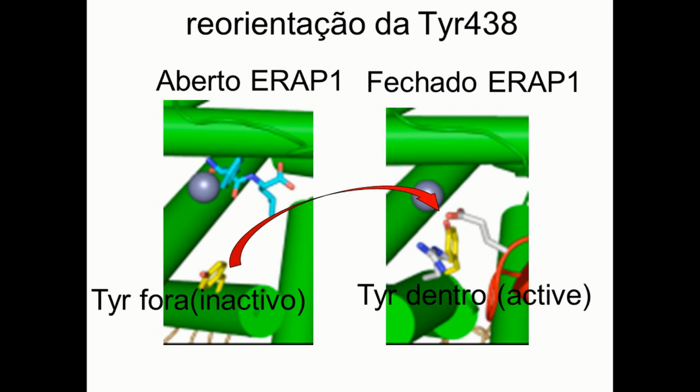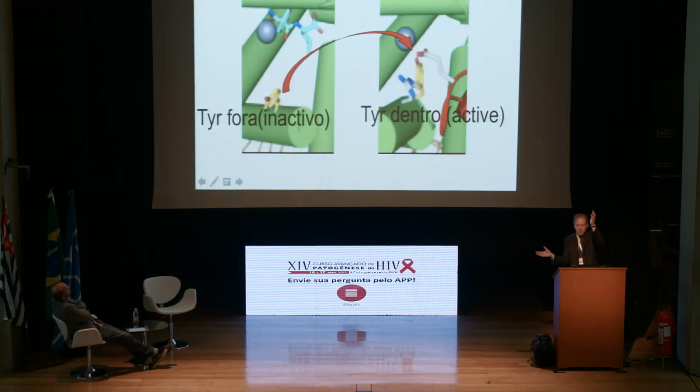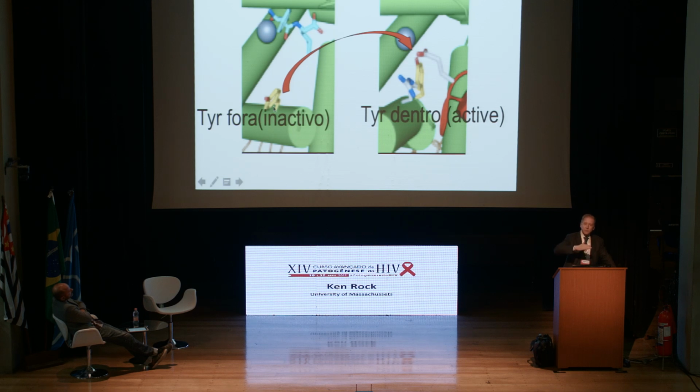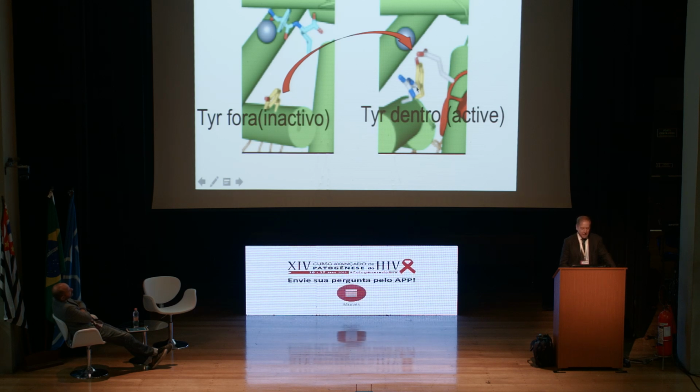And when the molecule is open, as I showed you, it turns out that this amino acid here, this tyrosine, is oriented away from the active site. But when this molecule closes, this rotates and puts the tyrosine into the active site. And it turns out this is an important residue for the active site. It helps coordinate a water that attacks the peptide bond.